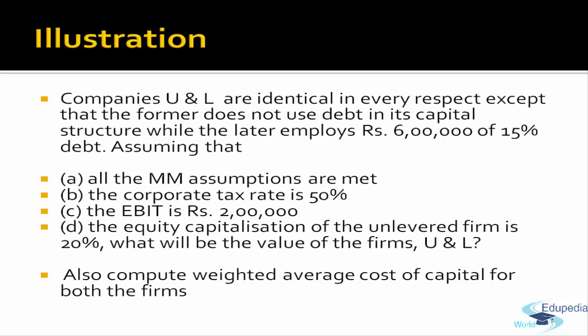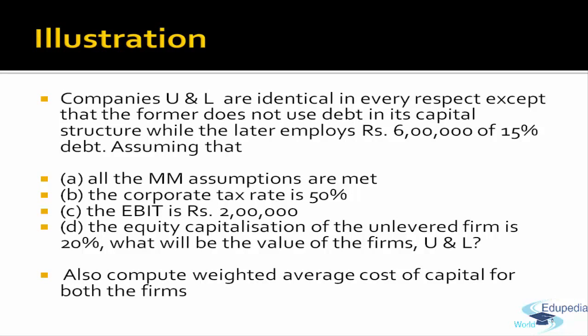Companies U and L are identical in every respect, except that the former does not use debt in its capital. U is an unleveraged firm and L is a leveraged firm, while the latter employs rupees 6 lakh of 15% debt. Assume that all the assumptions are met. The corporate tax rate is 50%. The EBIT is 2 lakh rupees.